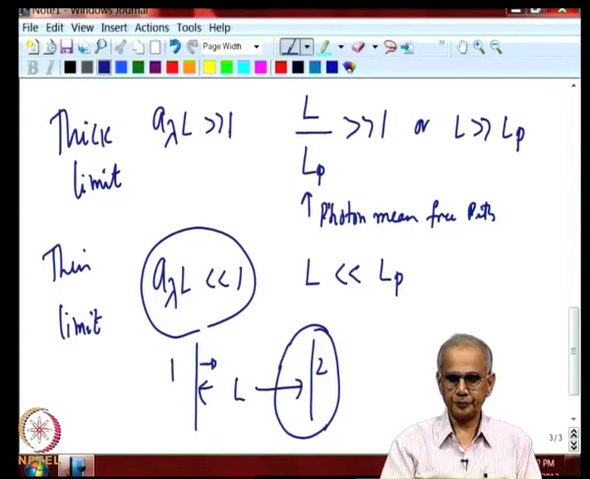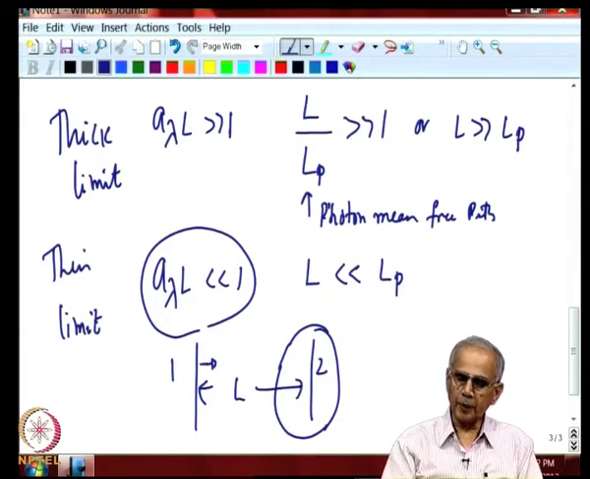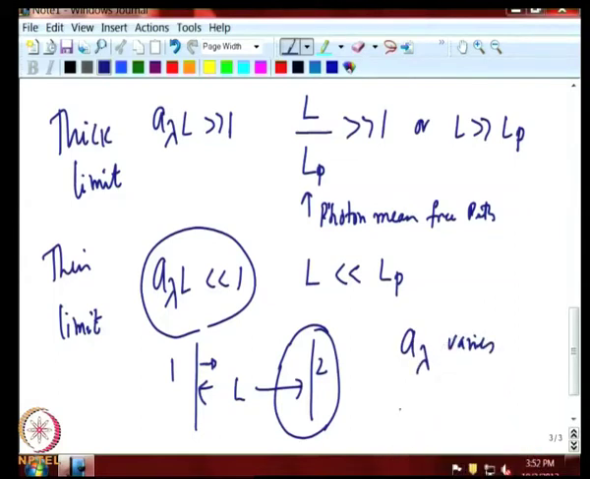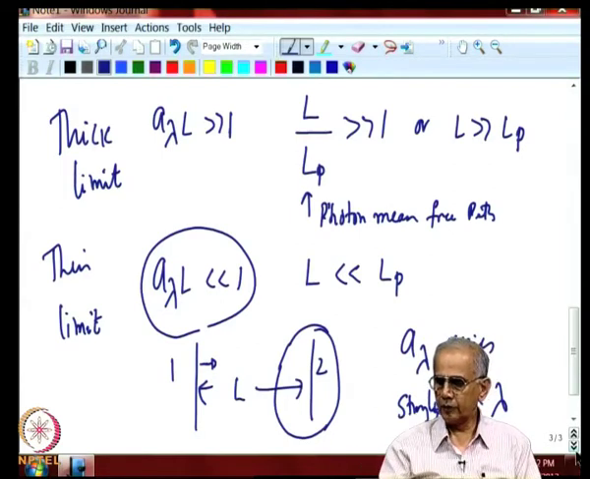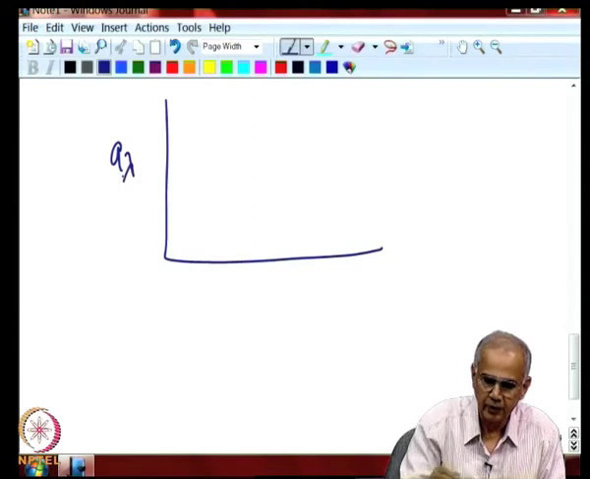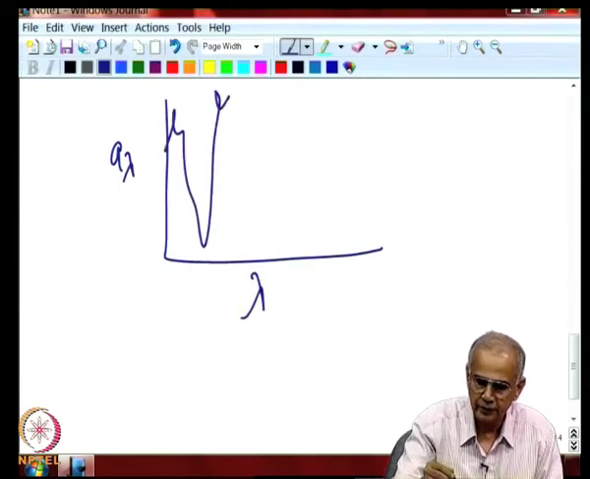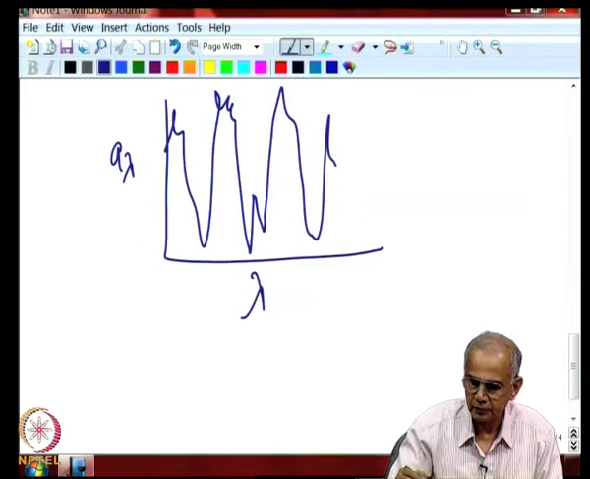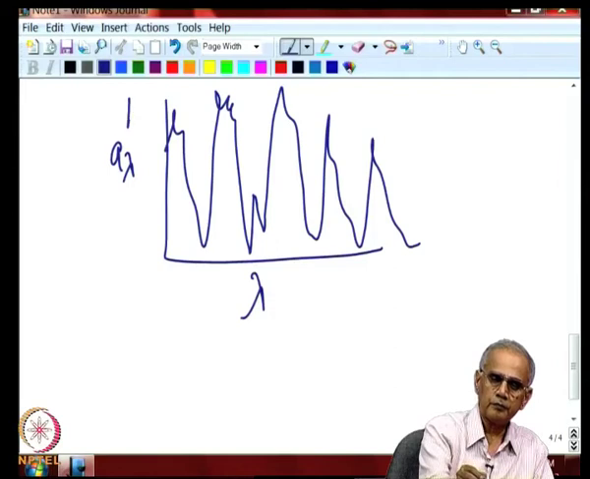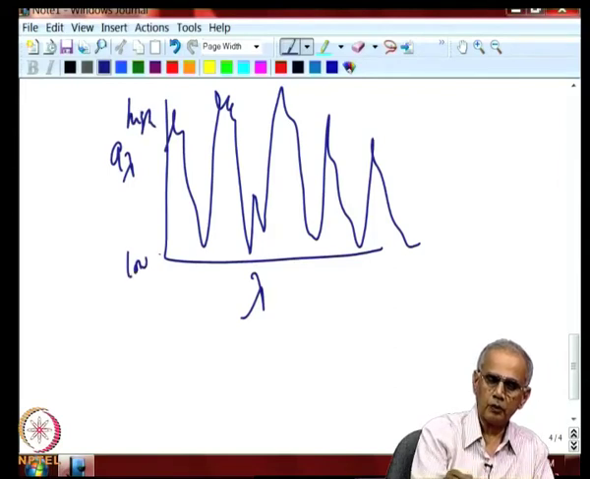real world situations. Now, this is also complicated by the fact that a lambda varies strongly with lambda. So, as you vary the wavelength, this a lambda will fluctuate in a wild way. Let me give you a sort of a qualitative picture here. Suppose you plot a lambda with lambda for a typical gas, it will have wild variations. Okay. And so, it will go from very high value to very low value over a very short distance.